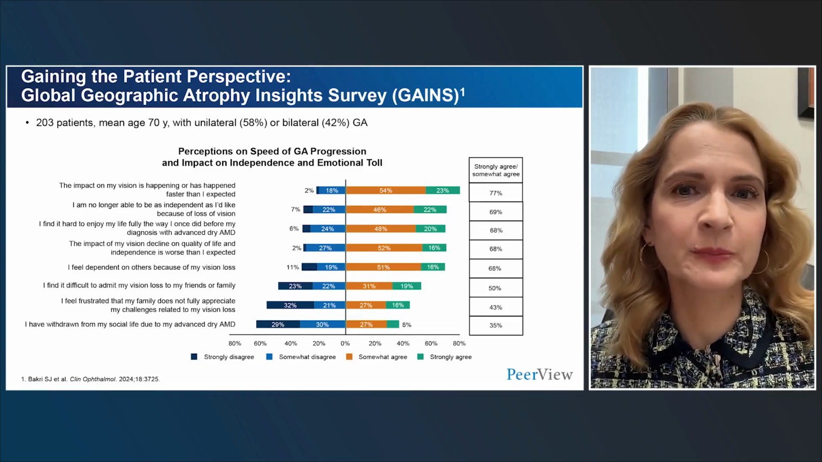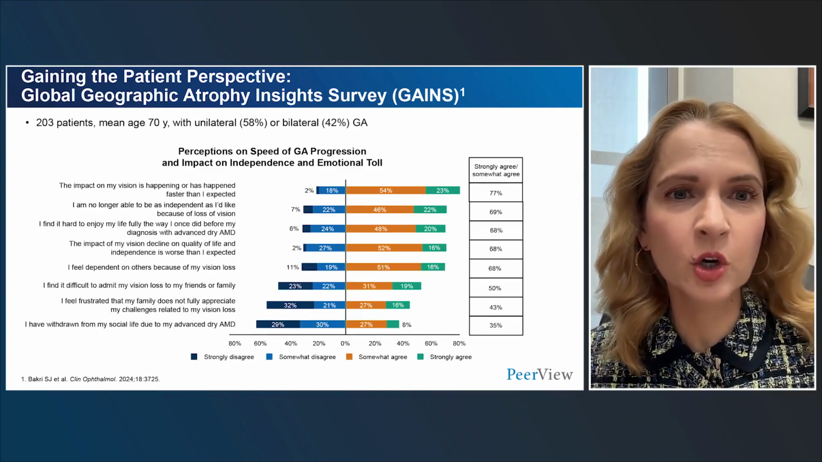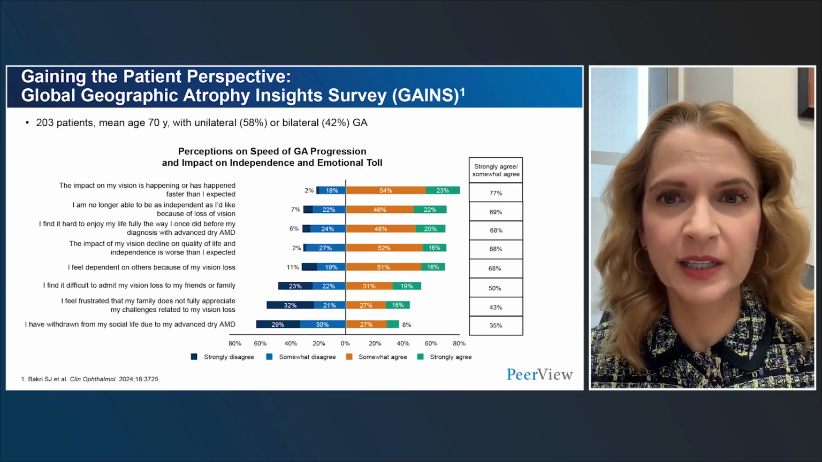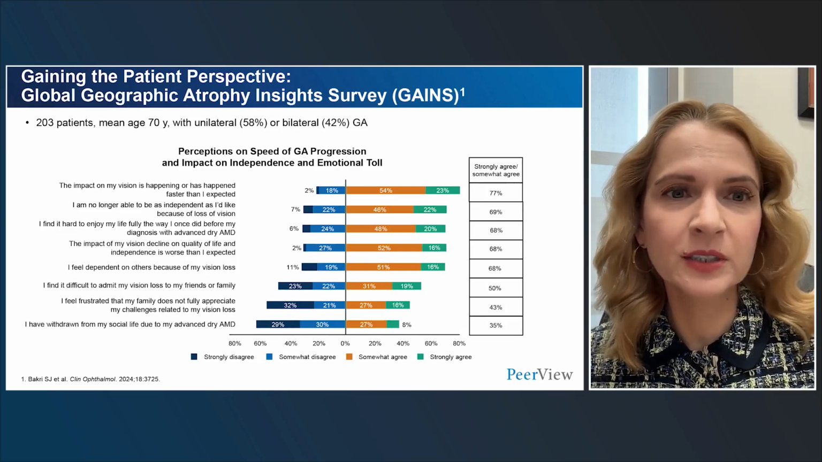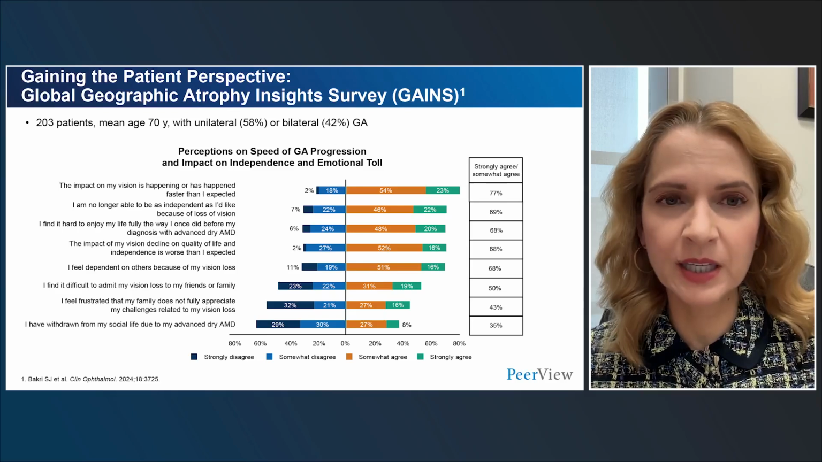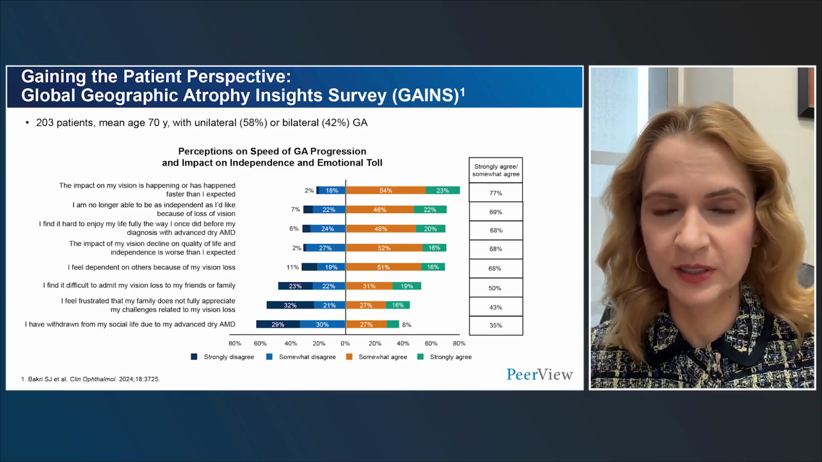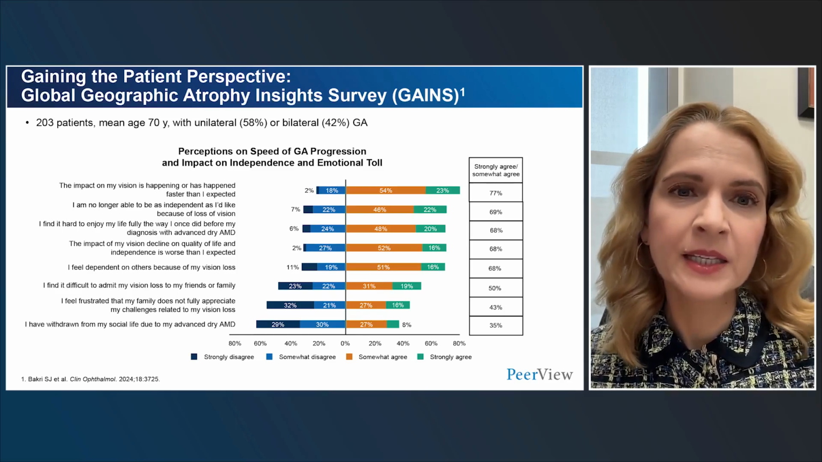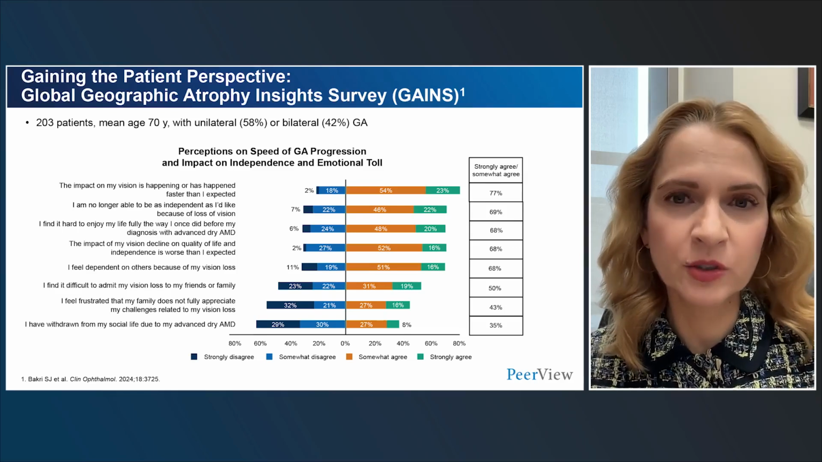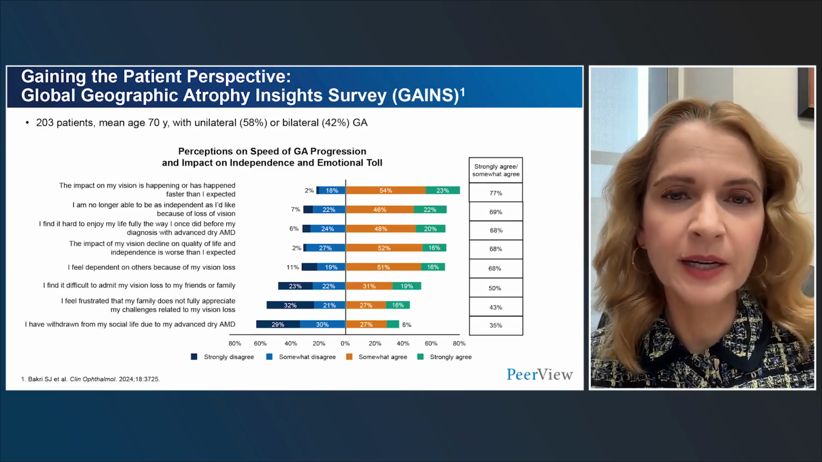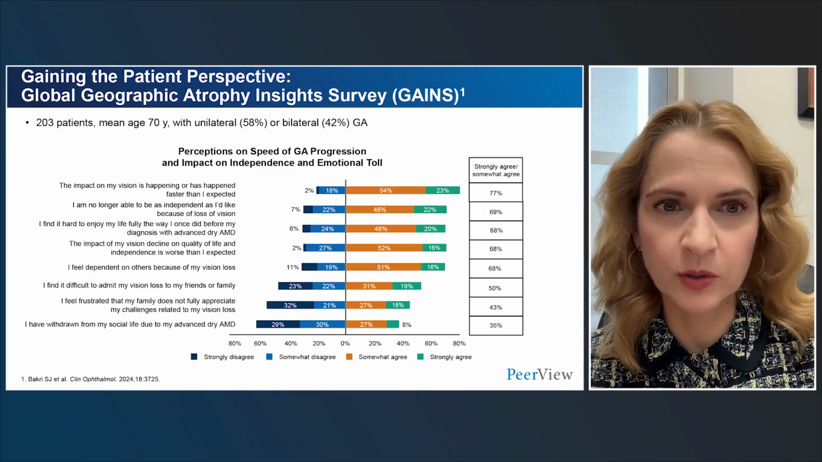Looking at the patient perspective, there was a Global Geographic Atrophy Insight Survey, GAIN, that was developed. It included 203 patients with a mean age of 70 years. They had either unilateral disease in 58% of patients or bilateral disease in 42% of cases. The perceptions on speed of geographic atrophy progression and impact on independence and emotional toll are shown in this graphic.